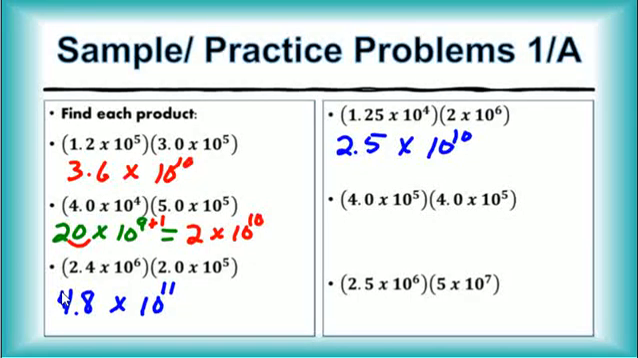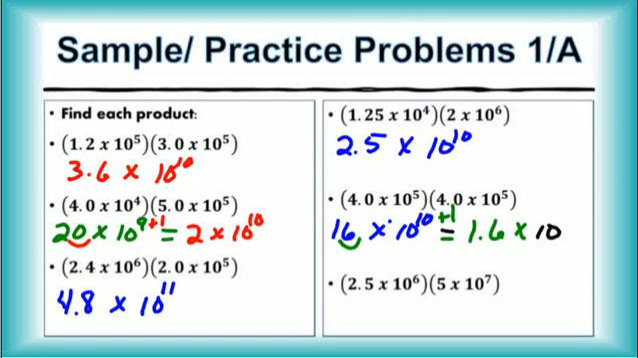4.0 times 4.0 is 16. This is times 10 to the 10th. And since I don't have that in scientific notation, I need to move it 1 to the left. So this is 1.6 times 10. Since I gained a decimal point, I add 1 to the exponent to be 10 to the 11th.